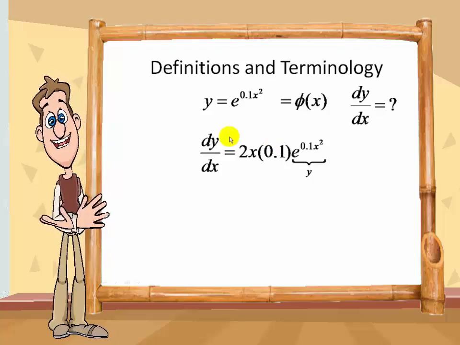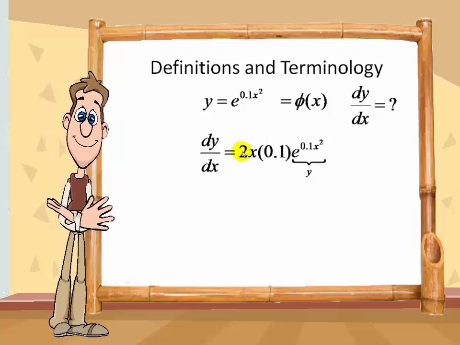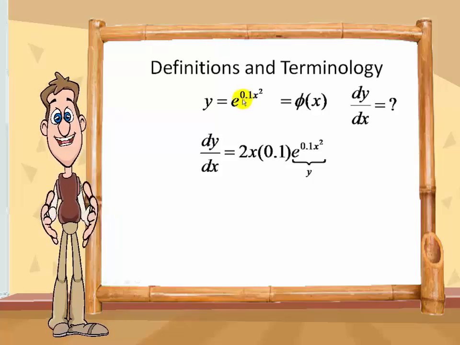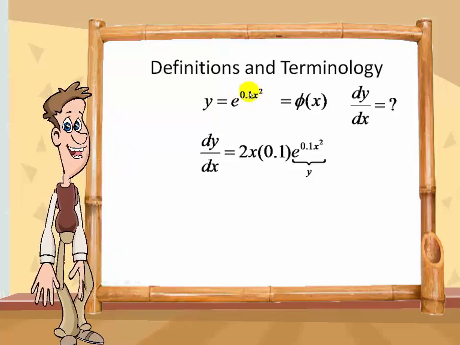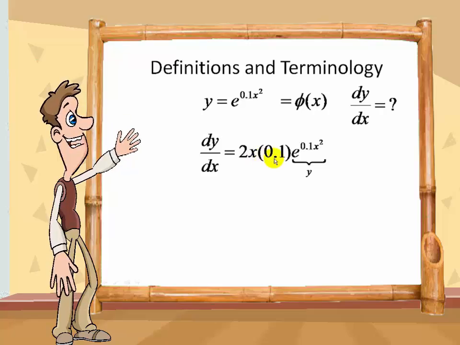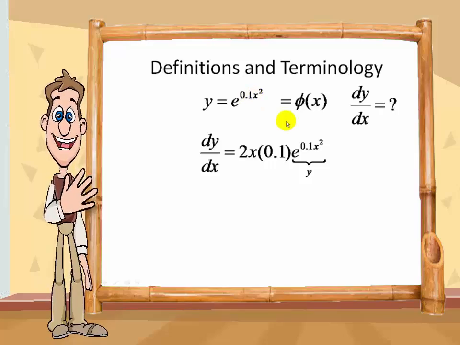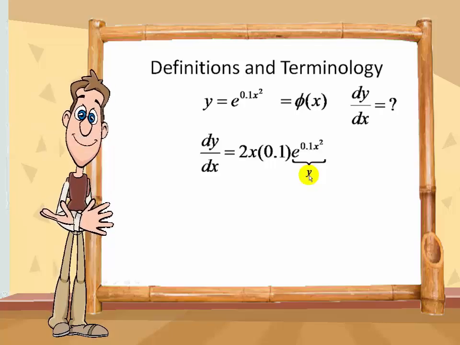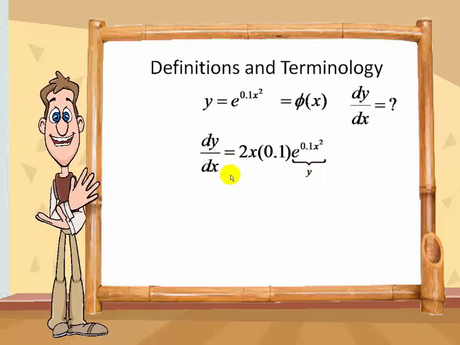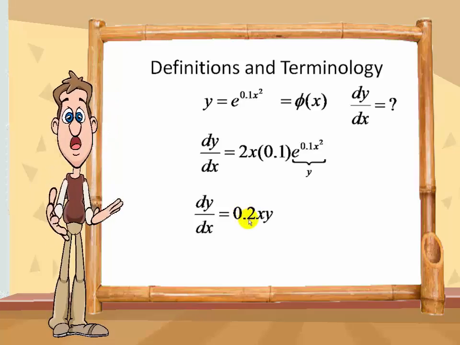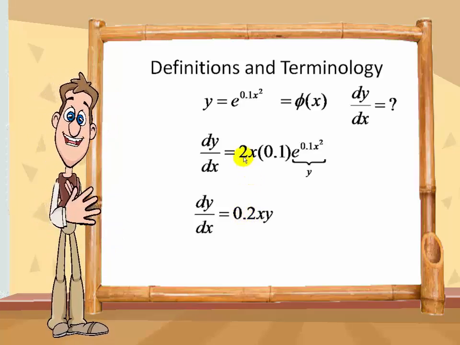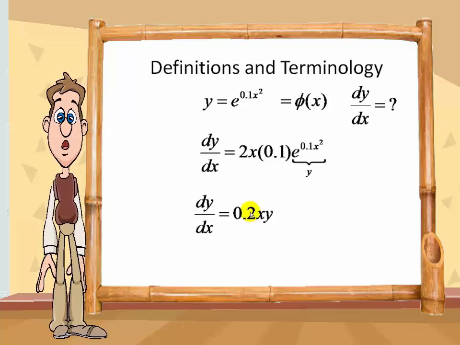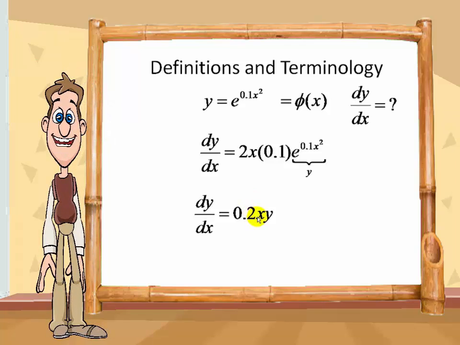Now, what is the derivative for this function? Well, simply, when you take the first derivative, we can use the chain rule. So here, we take the derivative of this power function. So that's just 2x times 0.1. And then it's just simply the same function, e raised to the 0.1 x squared. But we note that this is defined as y. So we can rewrite this equation dy dx as 0.2, that's a result from multiplying 2 and 0.1, that's where the 0.2 comes from, and then multiply by x and then multiply by y.